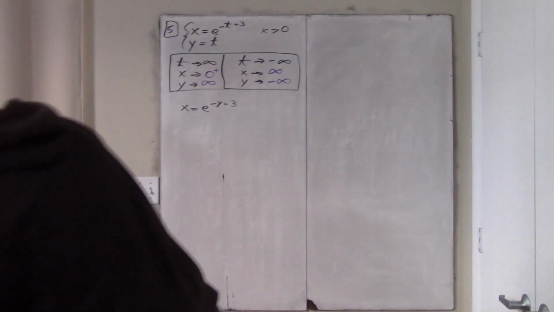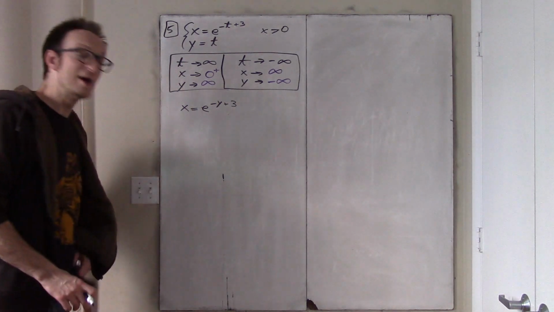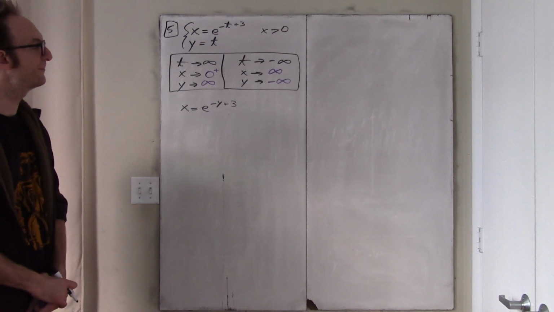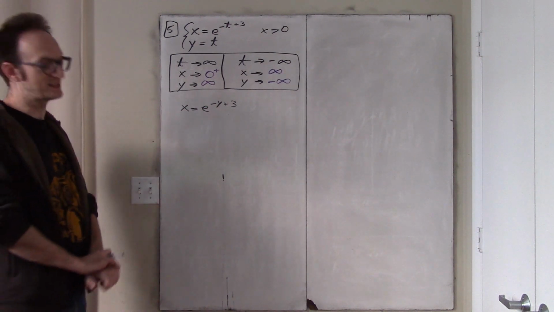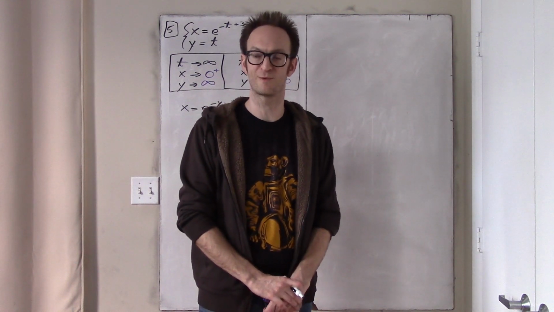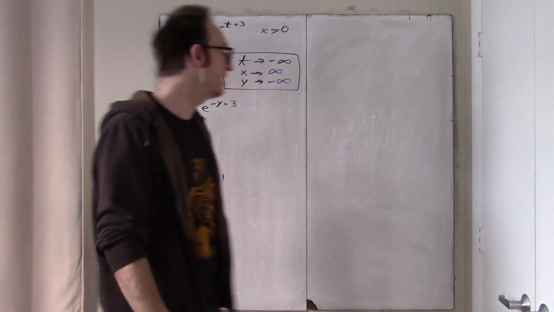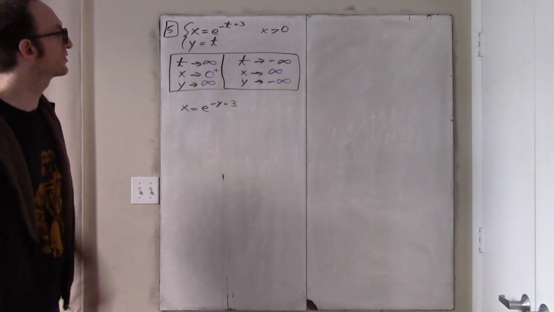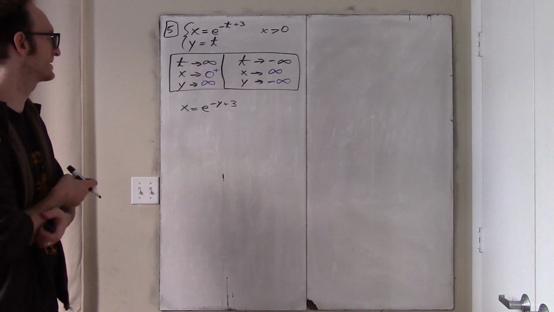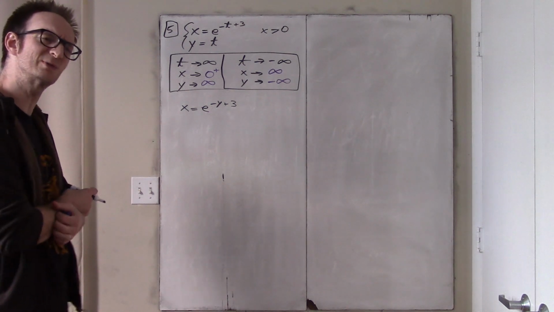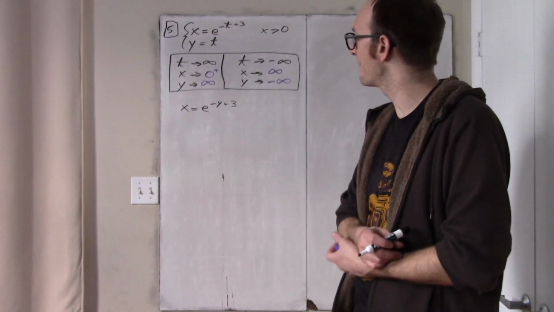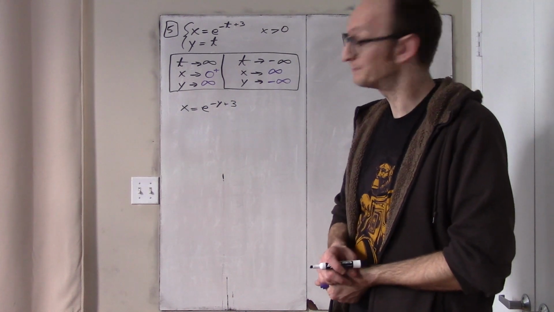But the whole point of eliminating the parameter is to find the relationship between x and y. And this is a relationship between x and y, but unless you are very comfortable with x equals equations, perhaps you can know what this graph looks like, but for normal people, this is sort of hard. x equals e to the negative y plus 3, what is that? So I think the better thing to do here would be to solve for y.